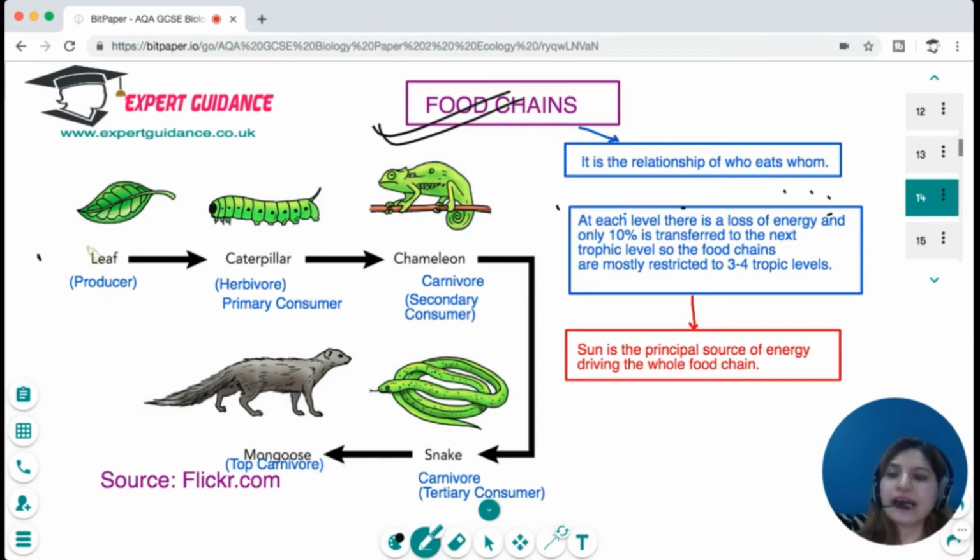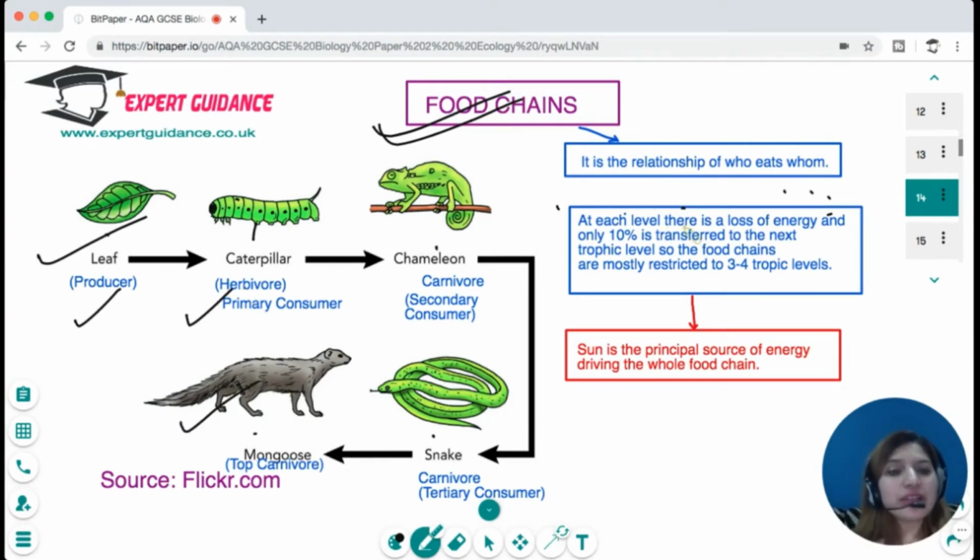So you can see the leaf is eaten by a caterpillar, then by a chameleon, then a snake, and the mongoose. The leaf is a producer, the caterpillar is a herbivore, which is a primary consumer, the chameleon is a carnivore, which is a secondary consumer, the snake is another carnivore, which is a tertiary consumer, and the mongoose becomes a top consumer.